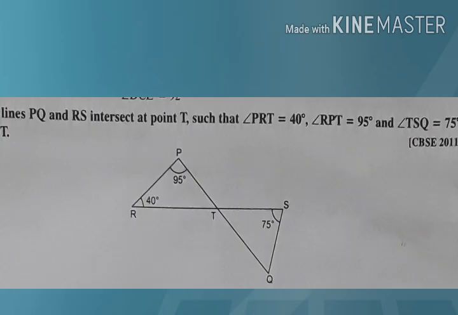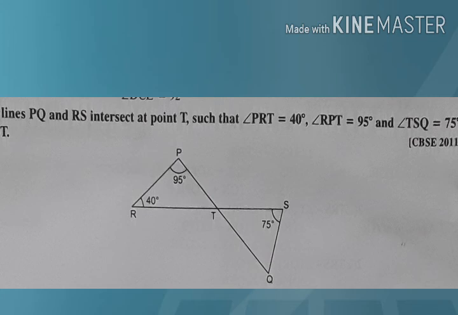Now question number 4, exercise 6.3 question number 4. There is also a figure given. If the lines PQ and RS intersect at a point T such that angle PRT is 40 degrees, angle RPT is 95 degrees, and angle TSQ is 75 degrees, then find angle SQT. Angle PRT is given as 40, angle RPT is given as 95.